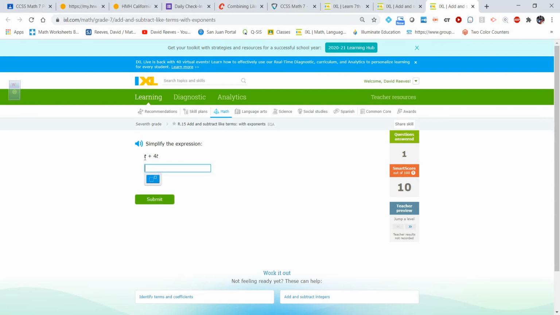All right, what do I have here? I have 1t. Remember, if there's no coefficient written, it's a 1. I have 1t plus 4t's. What does that give me? It gives me 5t's, and I don't need this handy dandy button because there are no exponents.